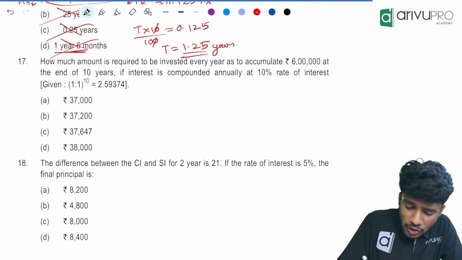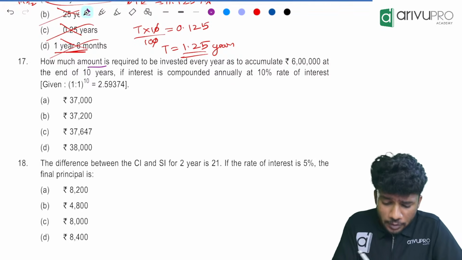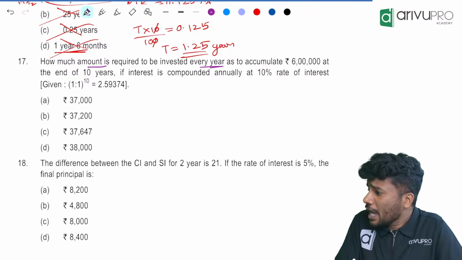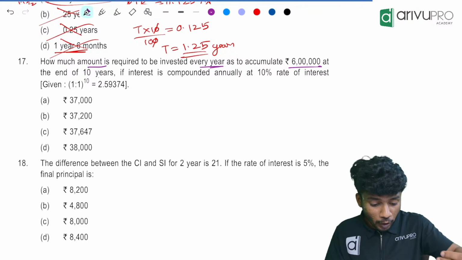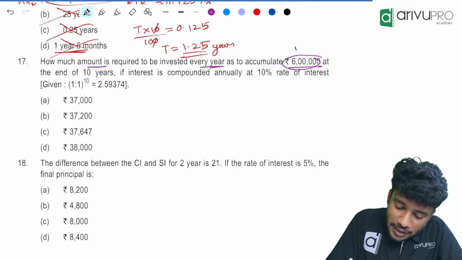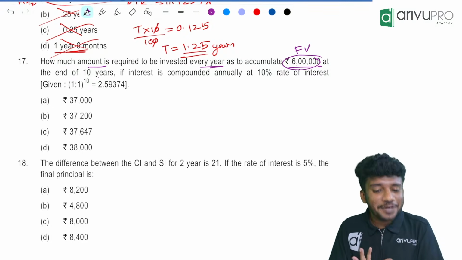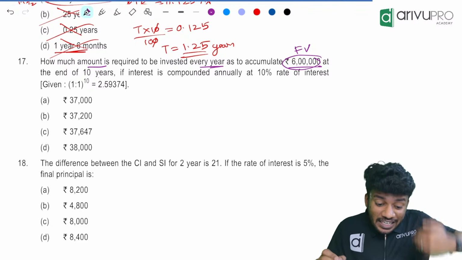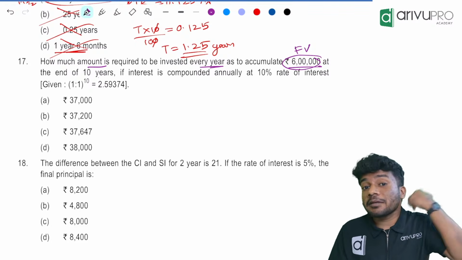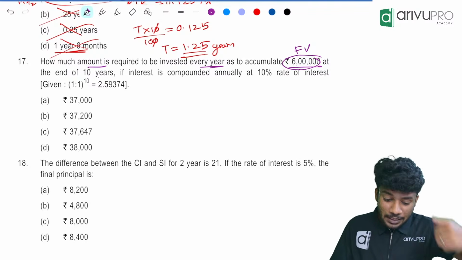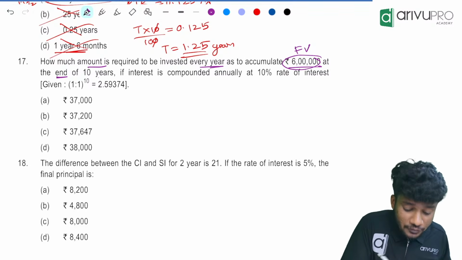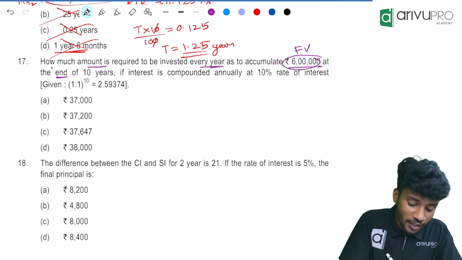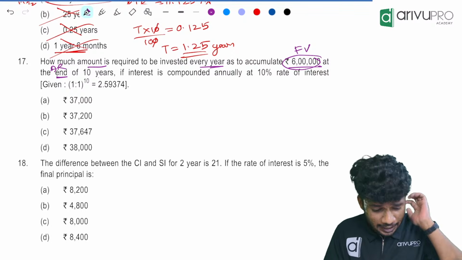17th question. Look here. An amount is required to be invested every year so as to accumulate 6 lakh at the end of 10 years. How much do we want to accumulate? The 6 lakh. That means future value is given to be 6 lakh. Every year we are investing money. That means the question is based on annuity. Is it the end of the year or beginning of the year? Nothing is mentioned, so end of the year. That means the question is based on regular or ordinary annuity.